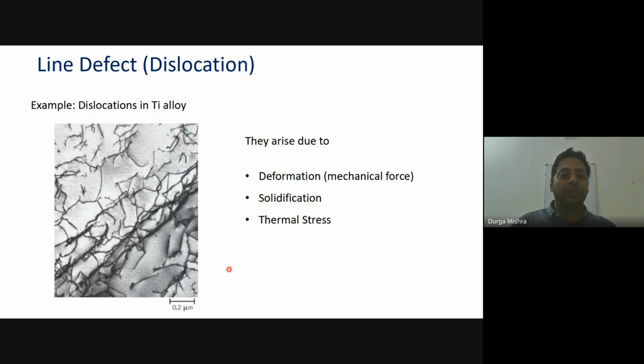I just wanted to show this electron microscope image of a titanium based alloy, a commercial alloy, where you could see these black lines. There are plenty of these black lines, and they all represent dislocations. Because of poor processing, you have lots of dislocations in this sample, and they are definitely going to affect the mechanical properties of this alloy. The mechanical strength and the Young's modulus will all change because of these dislocations.